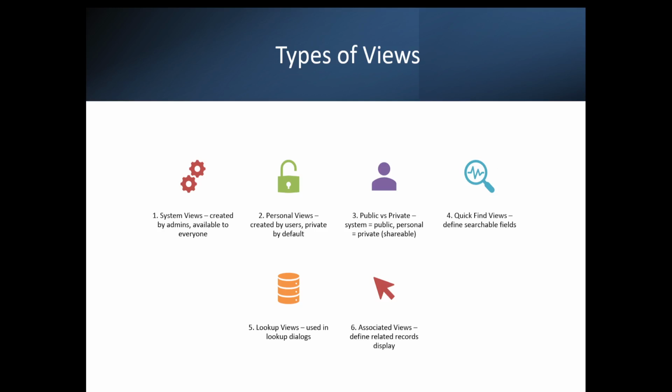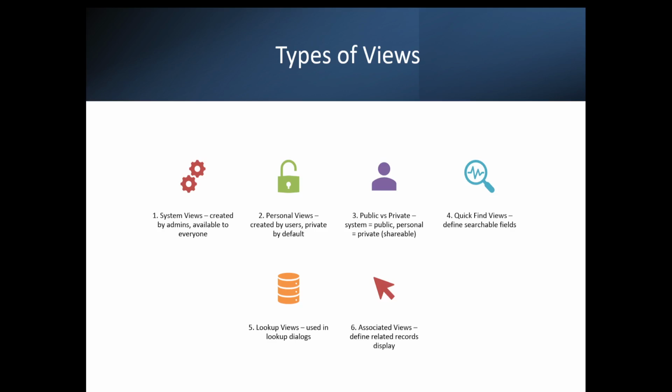So you have system views. As I said, they're created by admins, and they are available to everyone. You also have personal views that are created by individual users for their own needs. They are created within the app, and by default, they are private. However, they can be shared with other colleagues if you want to do so. For example, you might create a personal view called high value customers, filtered by, let's say, revenue greater than 100,000, greater than 50,000, greater than a million, however you wish.